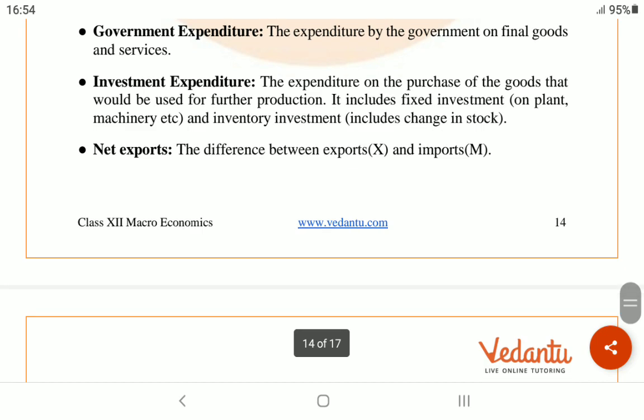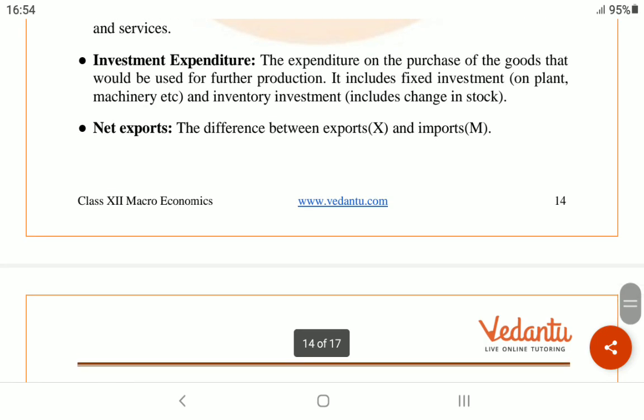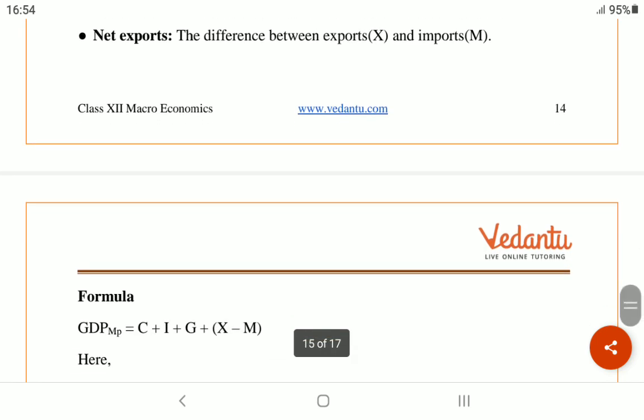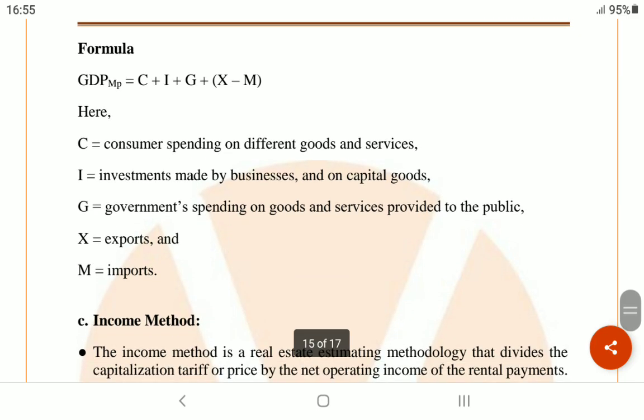Next is net export, the difference between exports and imports is known as net exports. The formula is GDP equals C plus I plus G plus X minus M. Here C is the consumer spending on different goods and services. I is the investment made by businessmen on businesses and on capital goods. G is the government spending on goods and services provided to the public. X is the export and M is the imports.